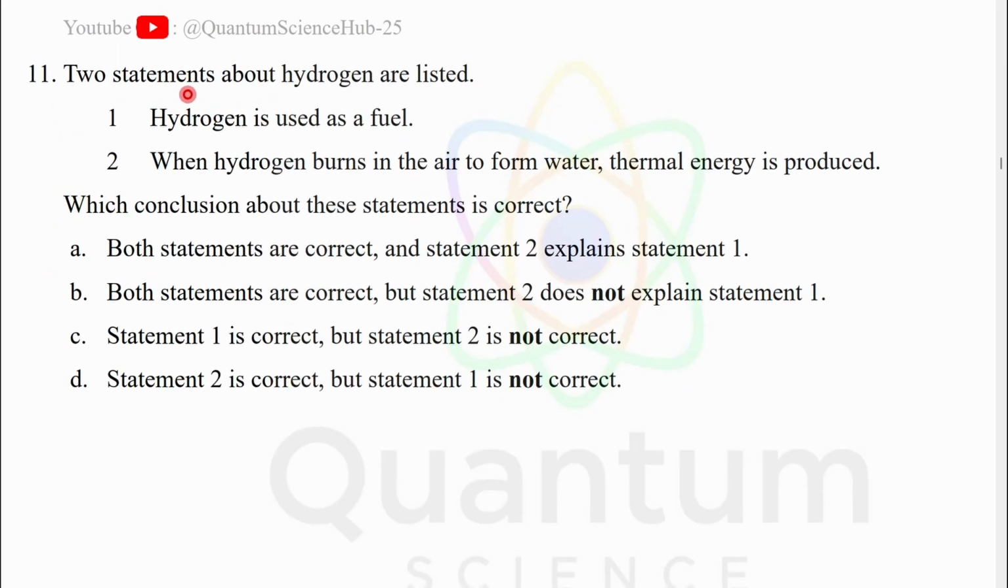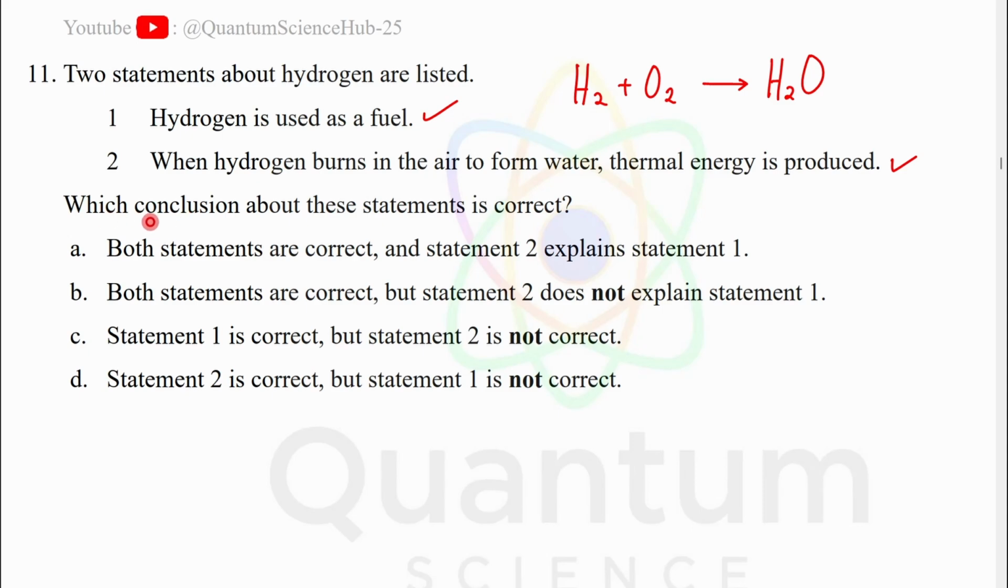Question 11. Two statements about hydrogen are listed. Statement 1. Hydrogen is used as fuel. Do you think this statement is correct? Yes, that's correct. And statement 2. When hydrogen burns in the air to form water, thermal energy is produced. Do you think this statement is correct? Yes, that's it. Because hydrogen, we burn it. Remember, if you want to burn something, oxygen must exist. And that's why we put O2 in here. And what is the product? Only water. And it is a clean energy. So statement 2 is correct.